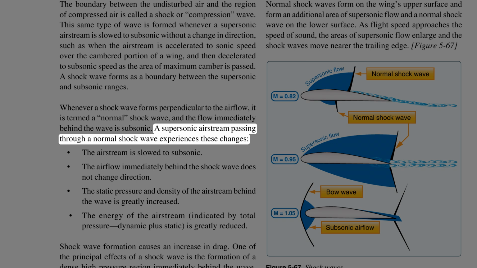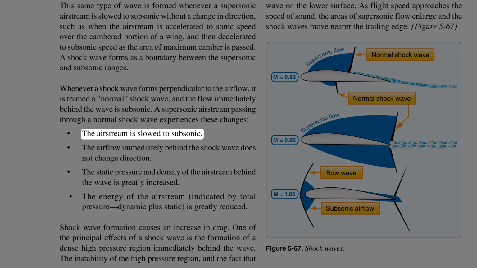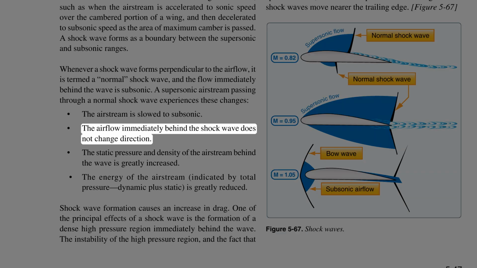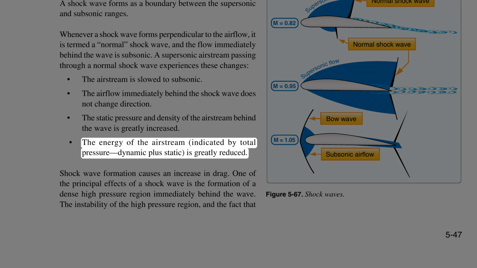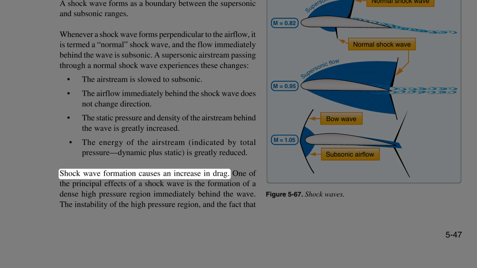A supersonic airstream passing through a normal shock wave experiences these changes. The airstream is slowed to subsonic. The airflow immediately behind the shock wave does not change direction. The static pressure and density of the airstream behind the wave is greatly increased. The energy of the airstream, indicated by total pressure, dynamic plus static, is greatly reduced. Shock wave formation causes an increase in drag.